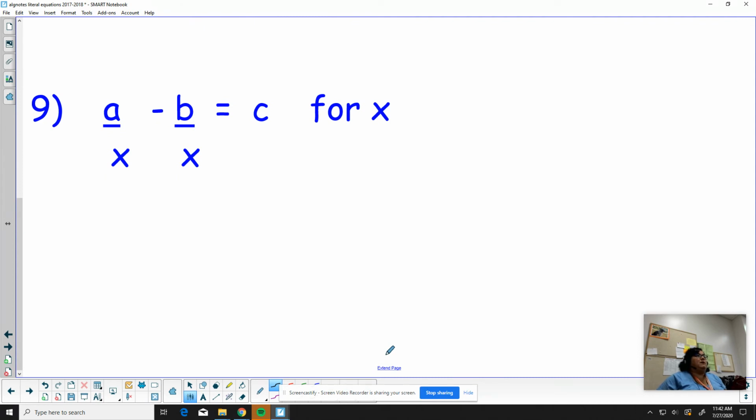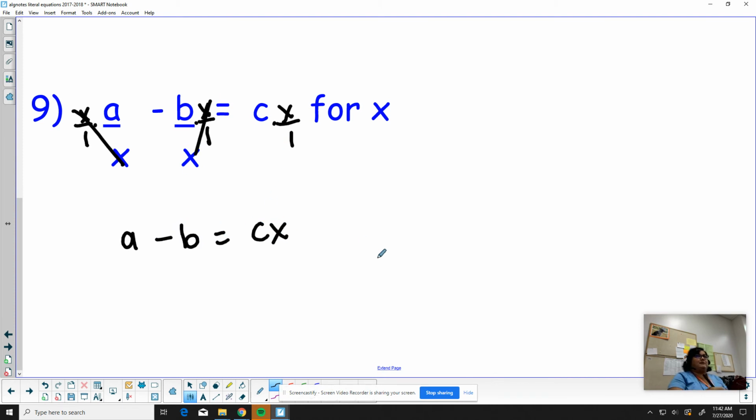Since both of them have x's in the denominator, we are going to have to multiply all 3 of the terms, this one, and this one, by x to get the x's out of the denominators. So if I multiply this one by x over 1, and this one by x over 1, and also this one, those cancel, and I'm left with a. These cancel, I'm left with minus b, and over here I have cx.